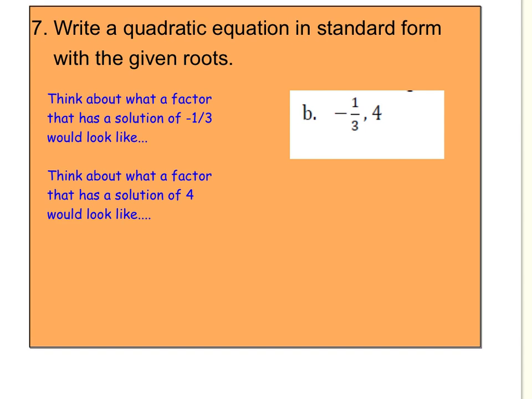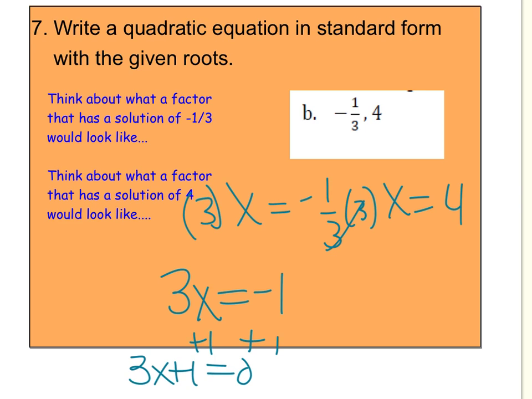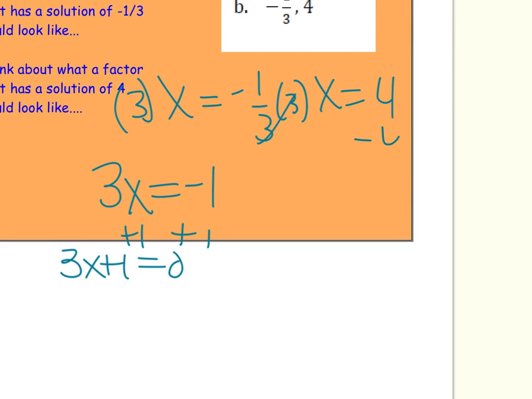So if I do this, so same kind of idea. So x equals negative 1/3, x equals 4. I don't want to deal with the 1/3. I want to deal with something way easier. So what I'm going to do is get rid of the fraction. So that will cancel out. So 3x equals negative 1. Then I'm going to add 1. So 3x plus 1 equals 0. Then on this side, I'm just going to subtract 4. So x minus 4 equals 0.